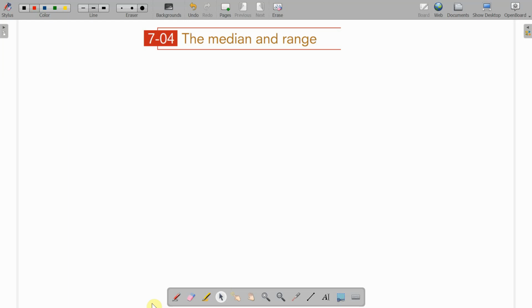704, which deals with two aspects of data, median and range. So I'm going to deal with range first because that's the easiest one. The range of a set of data is the difference between the highest and the lowest score.